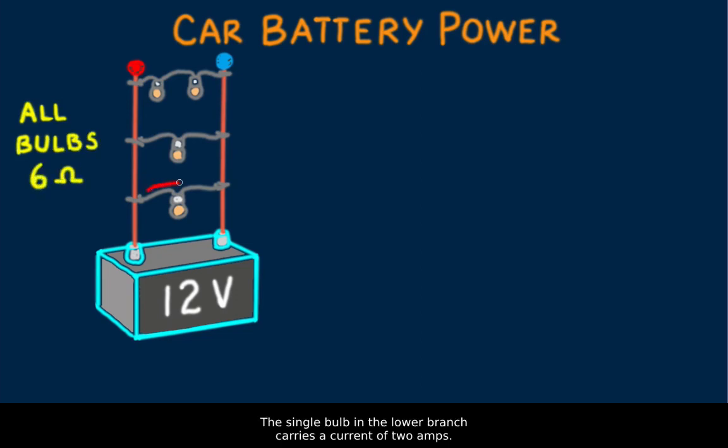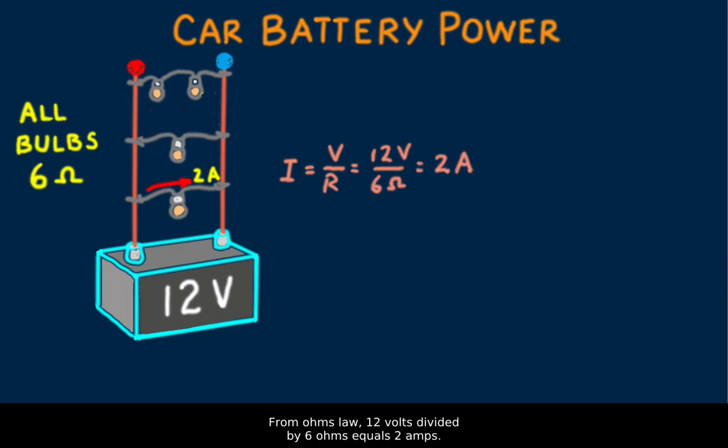The single bulb in the lower branch carries a current of 2 amps. Why 2 amps? From Ohm's law, 12 volts divided by 6 ohms equals 2 amps. Then we see the middle identical branch also draws 2 amps. How about the top branch with two 6-ohm bulbs in series? Well, the resistance of the top branch is 6 ohms plus 6 ohms equals 12 ohms. With this twice as great resistance, the top branch draws 1 amp of current.